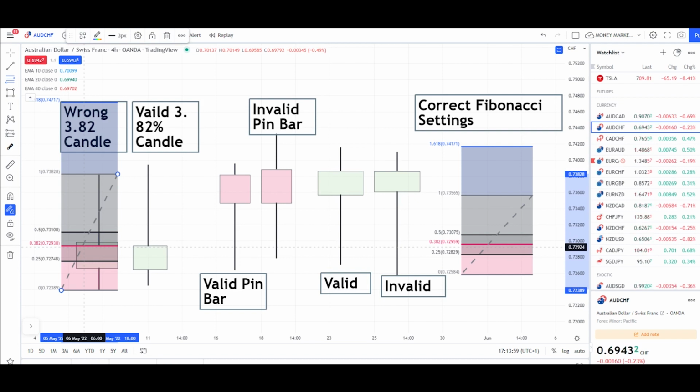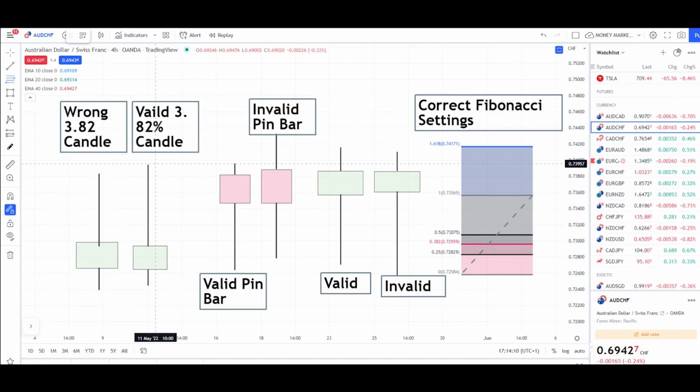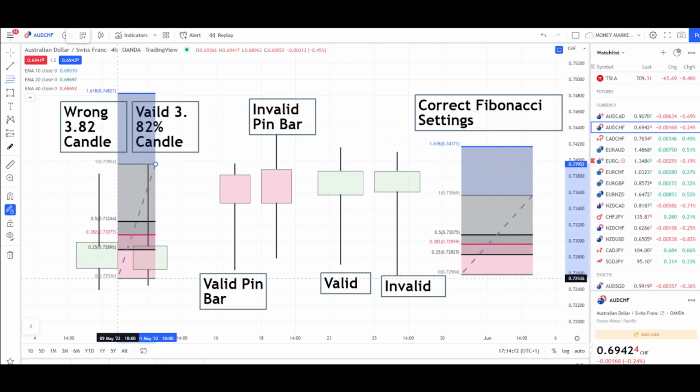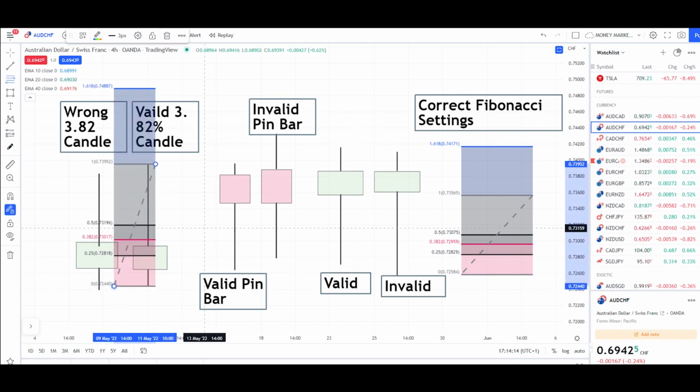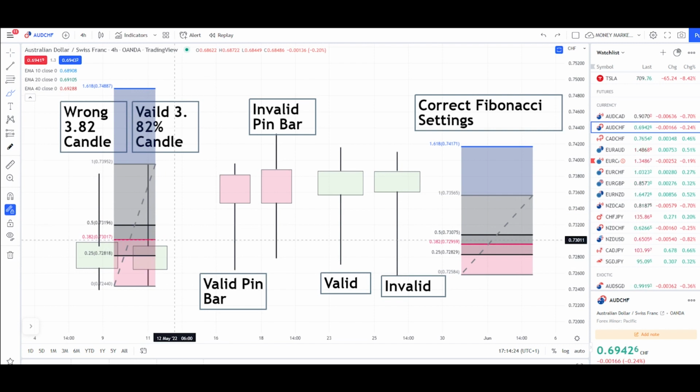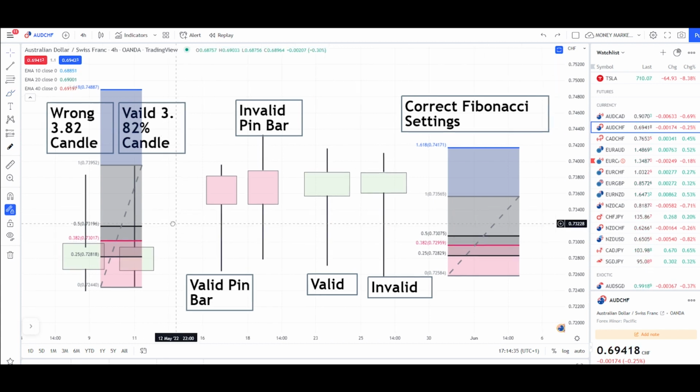For a valid 382 Fibonacci candle, the body must be below the 382 retracement. So let me show you the correct 382 candle. Pull up your Fibonacci tool again from the top of the wick till the bottom of the wick, something like this. So here you can see the body is below this 382 line. This 382 retracement means that this is a valid 382 Fibonacci candle, which is a bearish signal. So this is how you check a valid 382 candle. So let's move on to the next one.